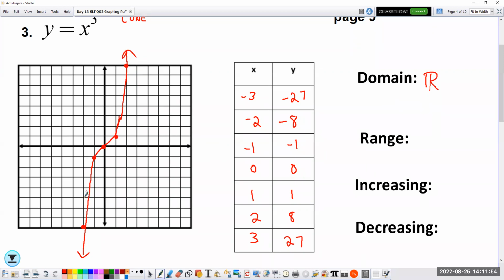Now, when I look at the range of this function, I have both negative values and positive values. I'm covering every single y value from bottom to top. So the range is all real numbers. As I trace from left to right, I notice that this entire graph is increasing. Because the entire graph is increasing, we'll say it's increasing over all real numbers and it's never decreasing. As a reminder, at any point, you can pause this video if I'm going too fast or even slow it down.